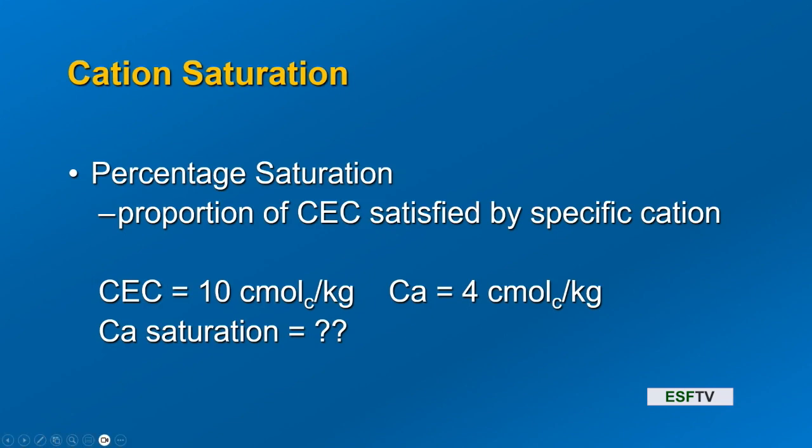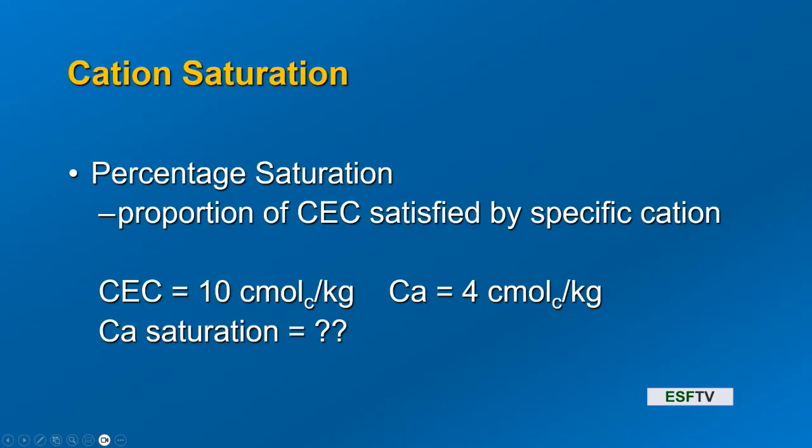So let's have an example. Let's compute percentage saturation, the proportion of CEC satisfied by a specific cation. Okay? And so here's my example. I'm giving you a CEC, and I have lab data that says the CEC for this sample is 10 centimoles of charge per kilogram, 10 cmol charge per kilogram. I've measured the calcium, 4 centimoles of charge per kilogram. Okay? So I have the total CEC, and I have the CEC that's taken up by calcium. Now we have what we need.